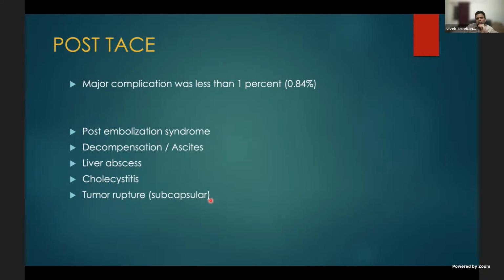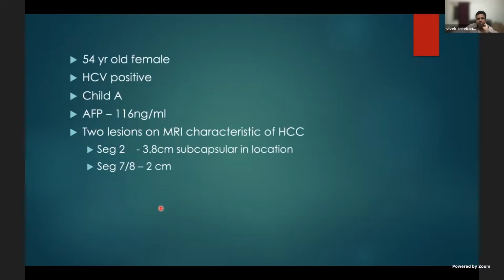more challenging complications are decompensation or ascites. And this is again seen in cases of Child B8 and above. It's more common. That's why we have to prognosticate, or use tougher selection criteria while choosing the patients. Liver abscess and cholecystitis are very rare, and tumor rupture is also quite rare. But we have seen one case of tumor rupture, and these are encountered in subcapsular lesions which have a predominant exophytic component.